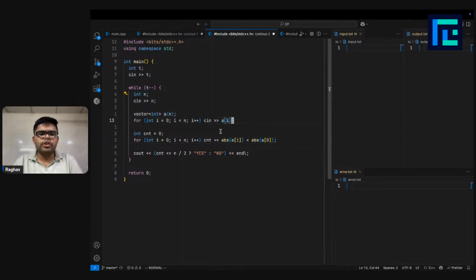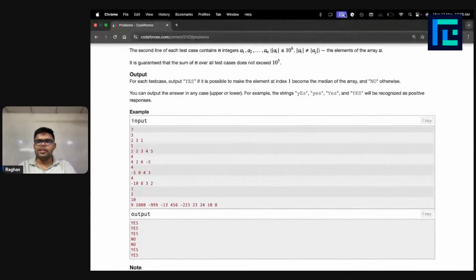So we are taking the inputs, then we are finding out the number of people who are having a smaller absolute value than A0, and then we have been just writing the answer that count should be smaller than or equal to n by 2. I hope this is clear.